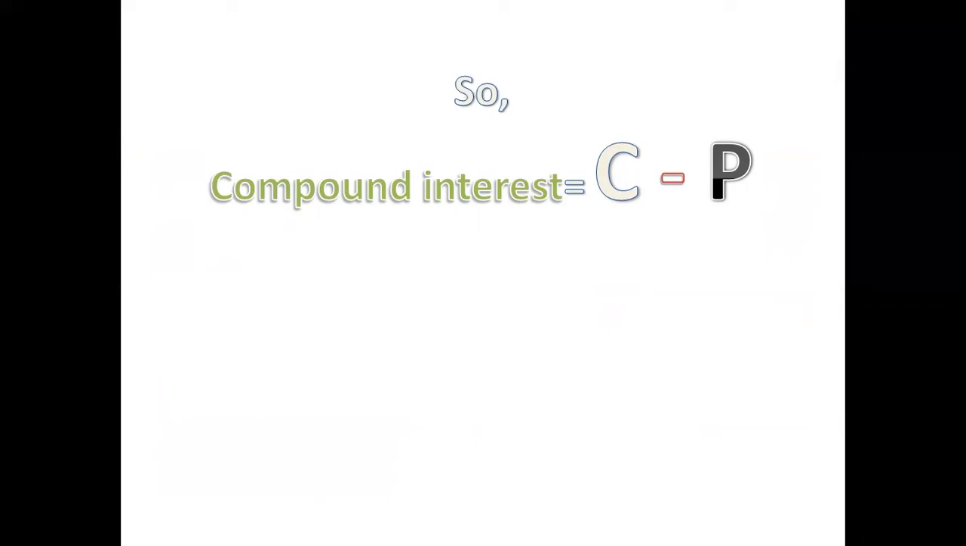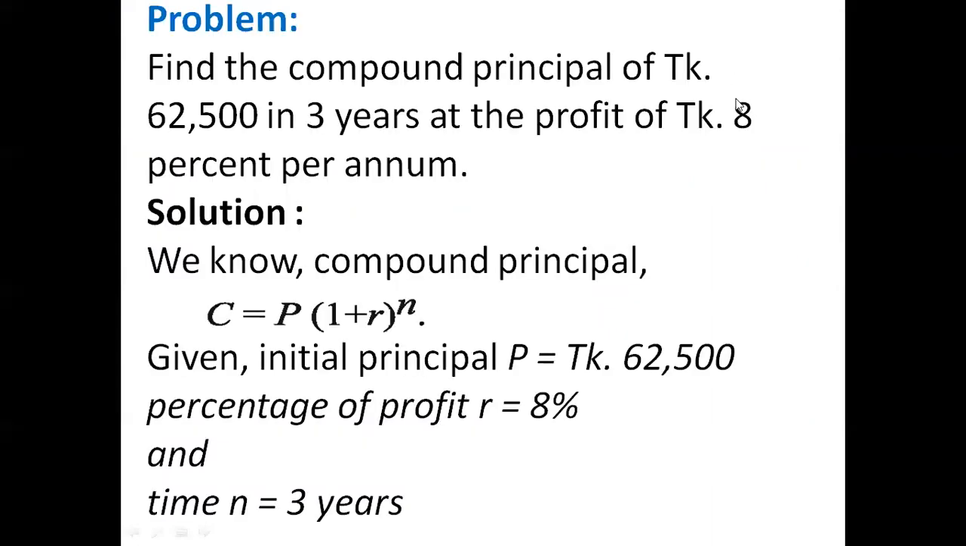Now we will solve some problems applying these formulas. First problem: find the compound principal of taka 62,500 in 3 years at the profit rate of 8% per annum. We have to find the compound principal of taka 62,500 in 3 years, and it is given that the profit rate is 8% per annum. So let's start. We have already learned the formula C equal to P into (1 plus R) to the power n.